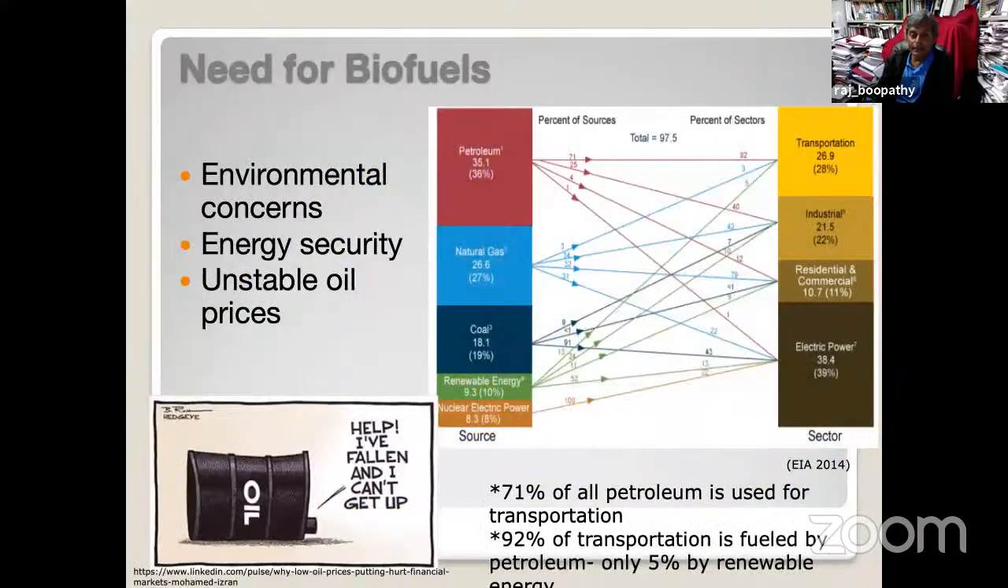So again, the need for this is why we do microbial lipids, the same need, because we need a transportation fuel. That's what energy is mostly used for currently, transportation. That's why we are finding different biofuels.